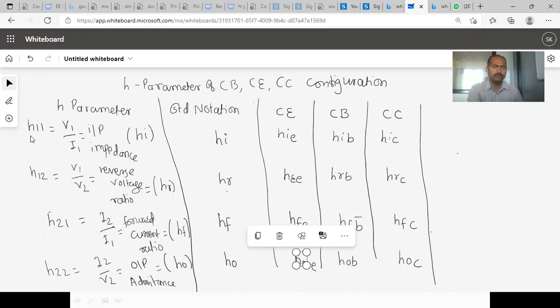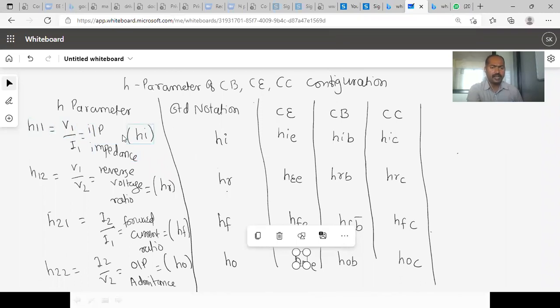So we initially saw the H parameter with respect to the two-port network. In that case, we saw H11, H12, H21 and H22. These terms are related to the input impedance. This will be related to the reverse voltage. This will be related to the forward current. This will be related to the output admittance. So we just take the first term as H parameter.